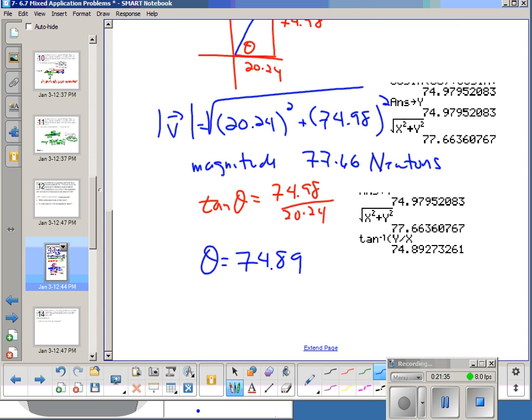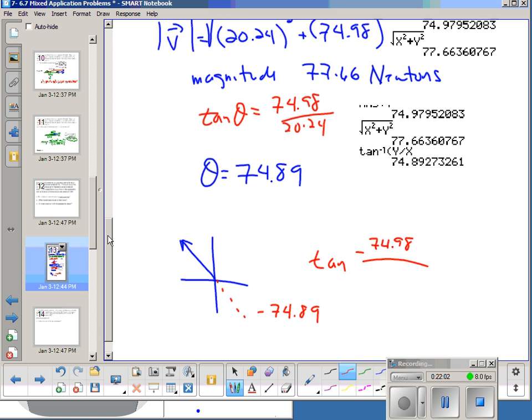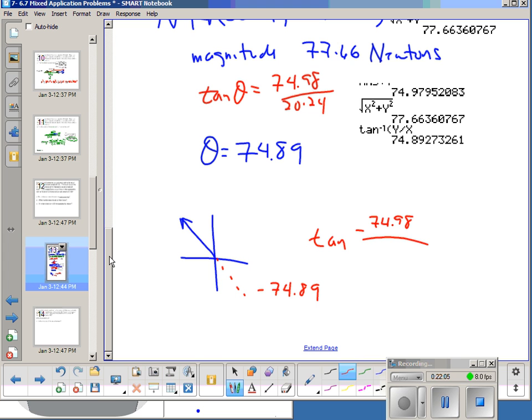However, if I would have had a negative vector, say, if my x would have been negative, and overall my motion would have been this way, and I do my inverse tan, it would have given me negative 74.89, right? If I inverse tan negative 74.98, wow, those are really close. That's kind of funny. Over 20.24. Right? I would get the negative answer, and then I'd need to add 180. But so there's some word problems. I know it's a little long, but you'll have some problems to do in class, and hopefully this might help if you get stuck.